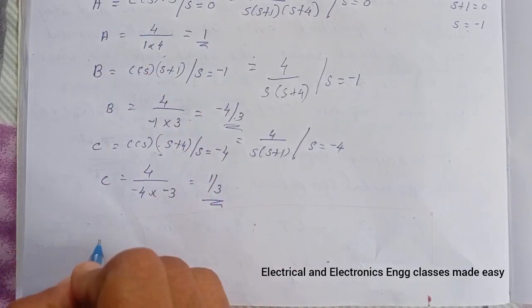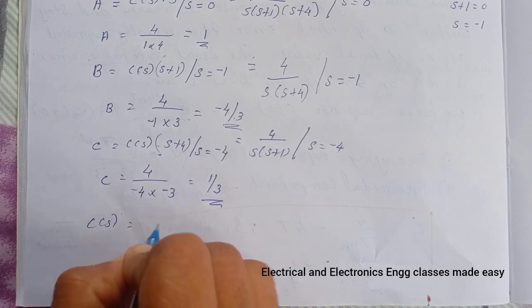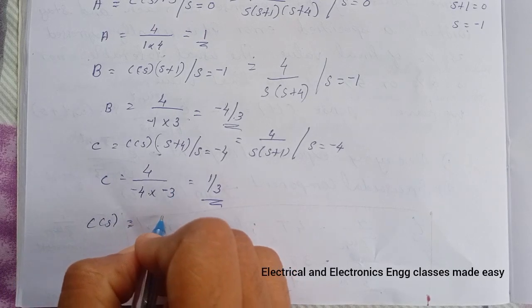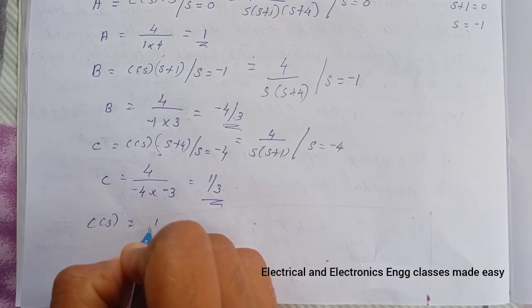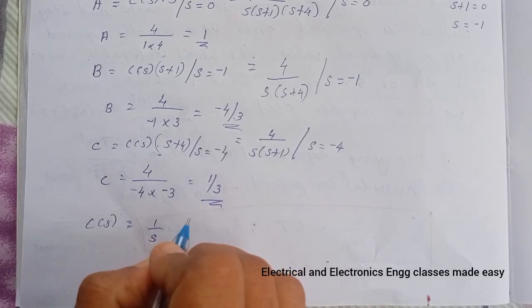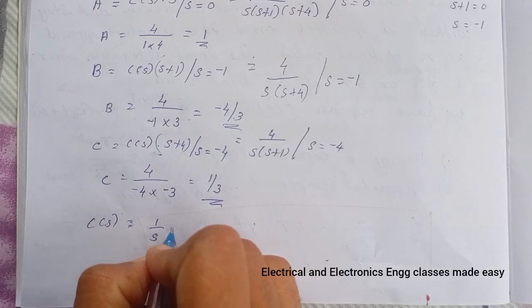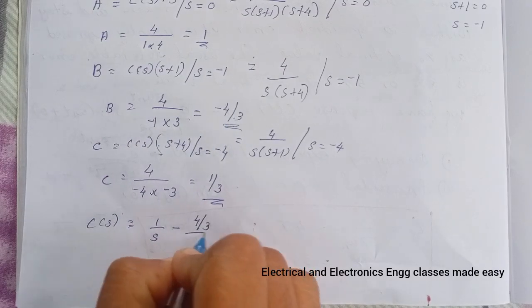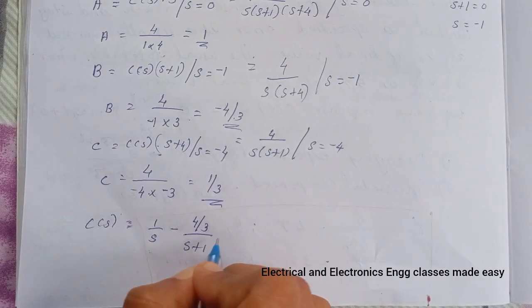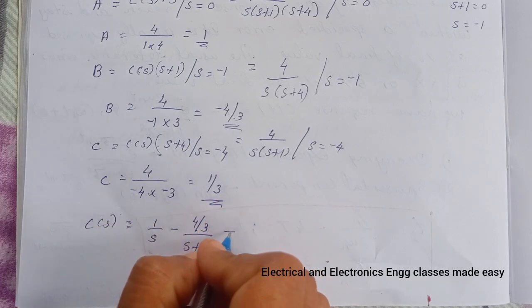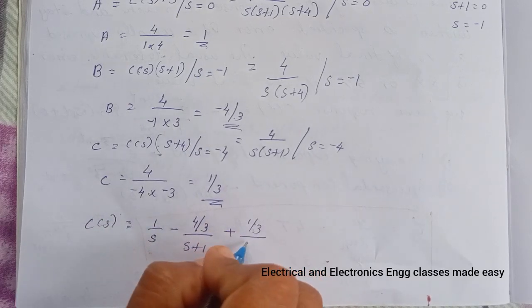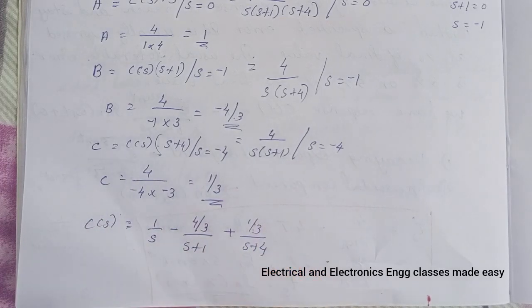So we get C of S is equal to A by S, that is 1 divided by S, plus B divided by S plus 1, where B is minus 4 by 3, so minus 4 by 3 divided by S plus 1, and then C is plus 1 by 3 divided by S plus 4.